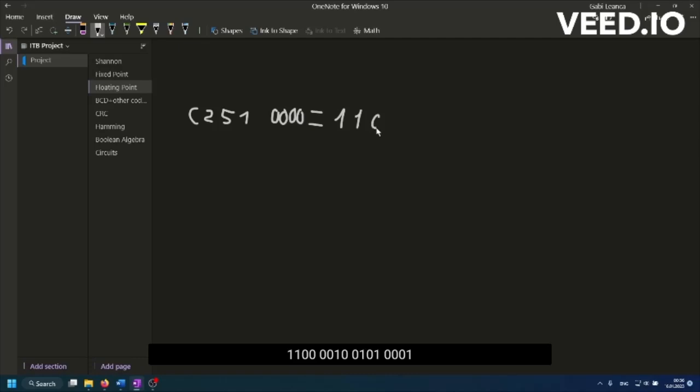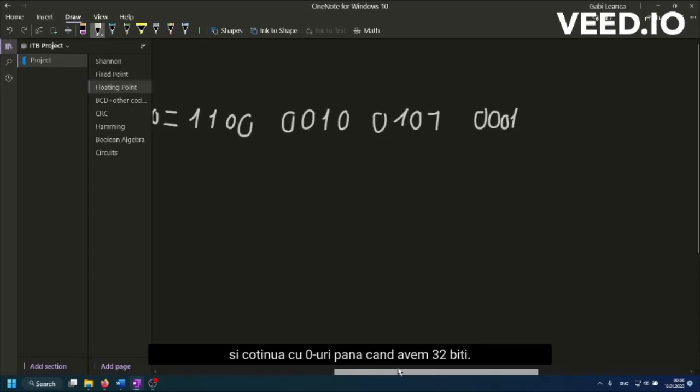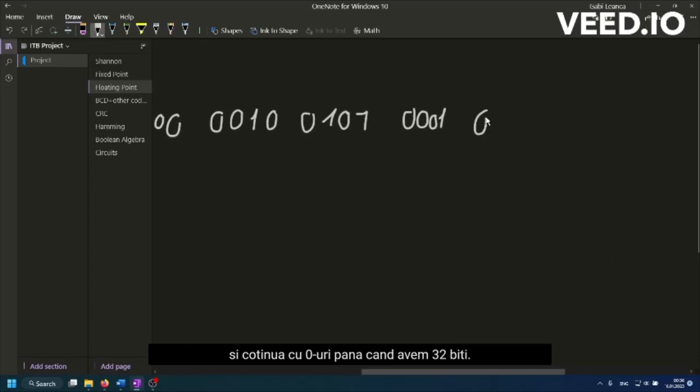C251000 is one, one, zero, zero, zero, zero, one, zero, zero, one, zero, one, zero, zero, zero, one. It keeps going with zeros until we have 32 bits.